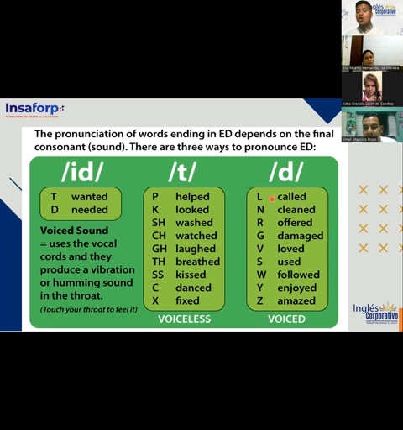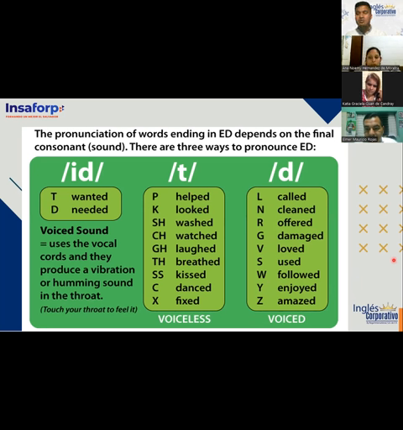So we say called, cleaned, offered, damaged, loved, used, followed, enjoyed, amazed. You see, it's very, very important and mandatory for you to pronounce those words correctly.